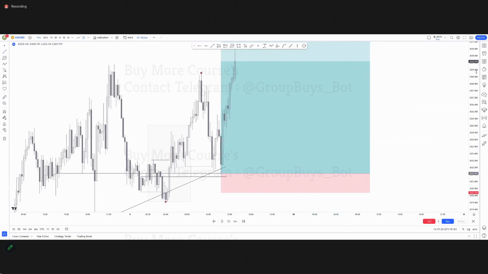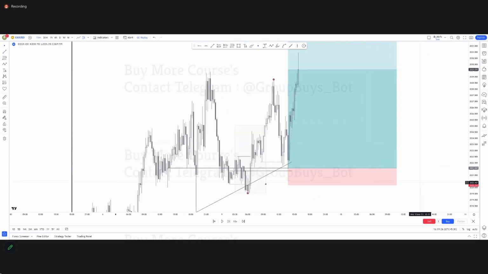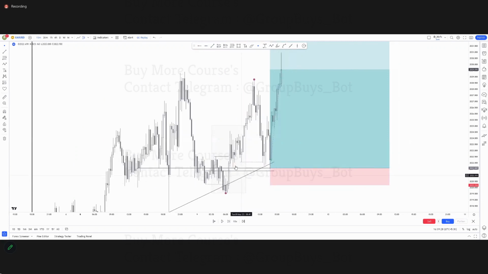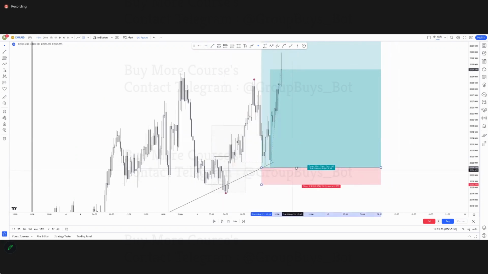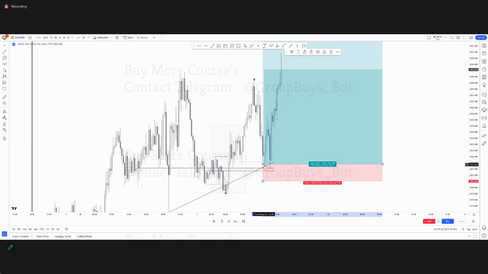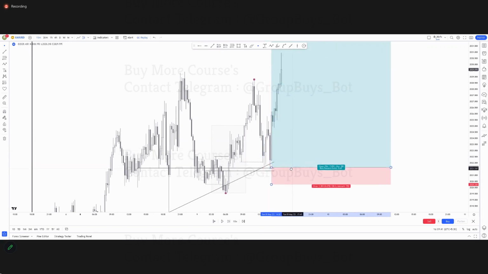But when your entry is wrong, let's say you entered here, at this point, and price gives you immediate rejection. If you break even your trade, your break even will get stopped by the price, and you will be out of the trade. So to avoid such a situation, I have two types of break even. You can use any one of them.